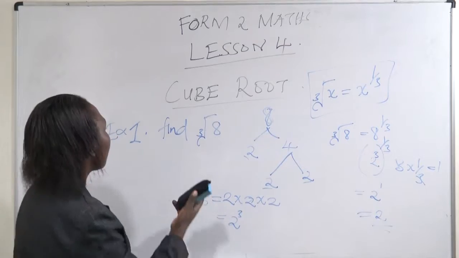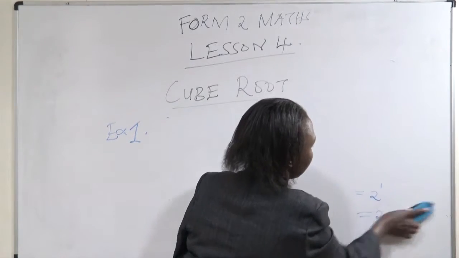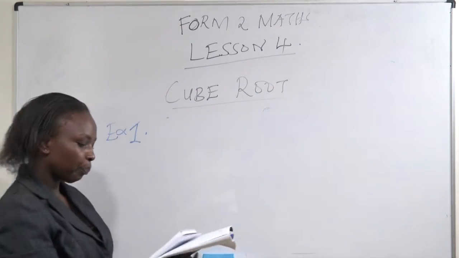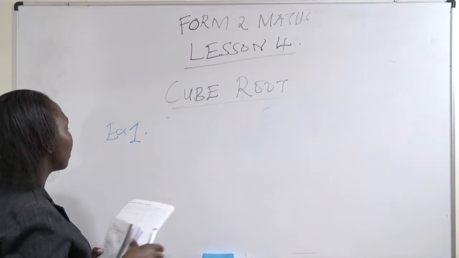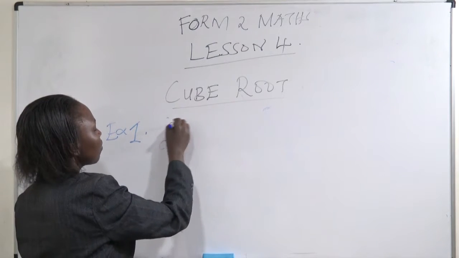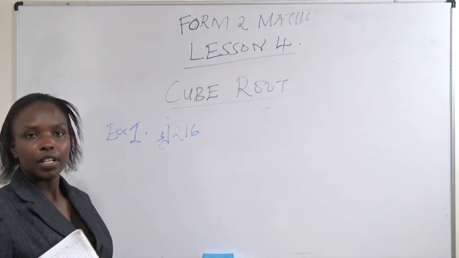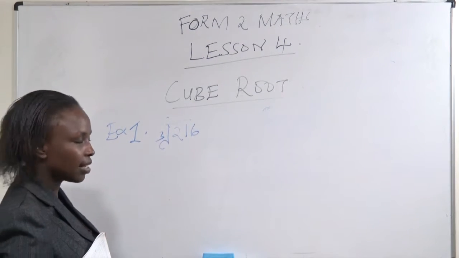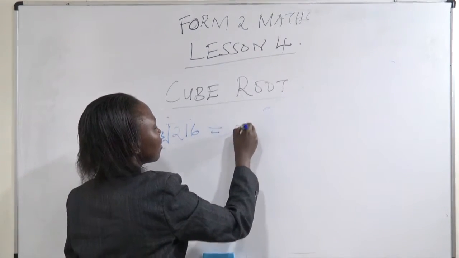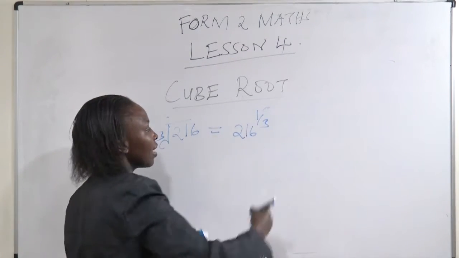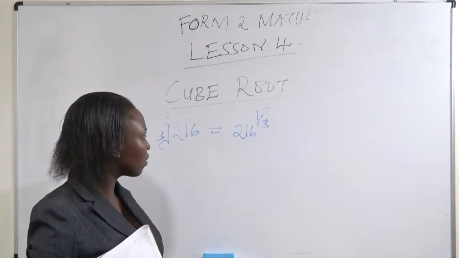So let's do another example. Our example 2: we have a number. Find the cube root using the factor method, the cube root of 216. What you're supposed to understand before you even start working out your problem is that this implies 216 to the power of a third.